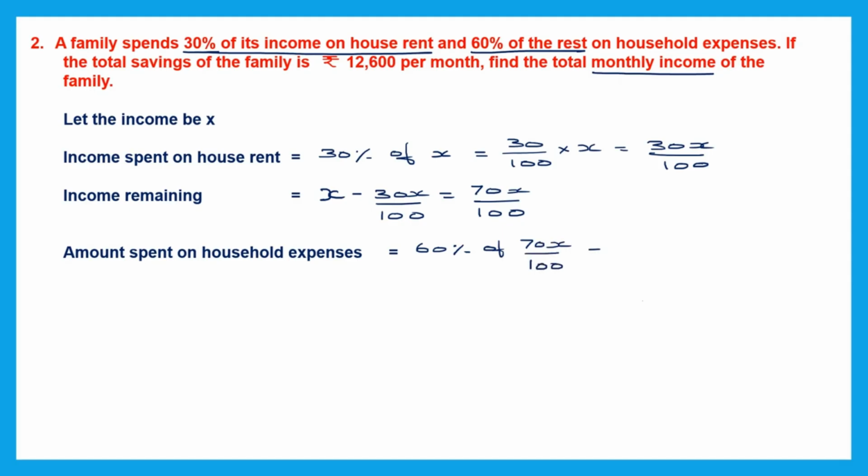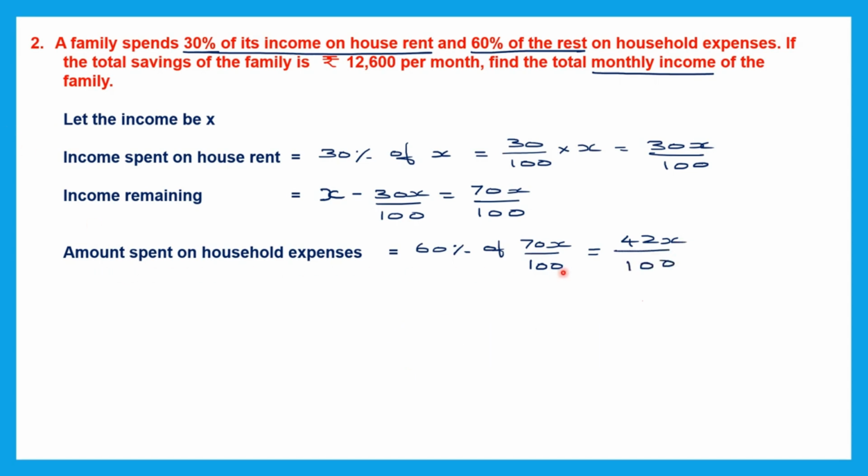So let's calculate this also and see. So 60% means 60 by 100. Of is into, and 70x by 100. Let's slowly cancel what we can. So I can cancel this and this, and I can cancel this and this also, or one more zero from the other side. Now multiply 6 into 7 is 42. So that is 42x, and in the denominator we have 100. So here the amount spent on household expenses is what we calculated. So let's write this on top here. So that is 42x by 100.